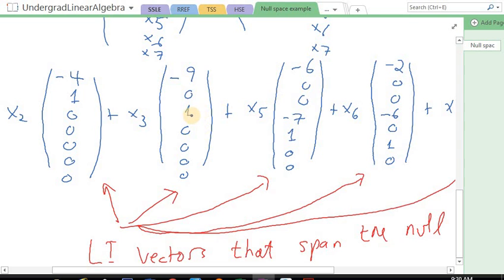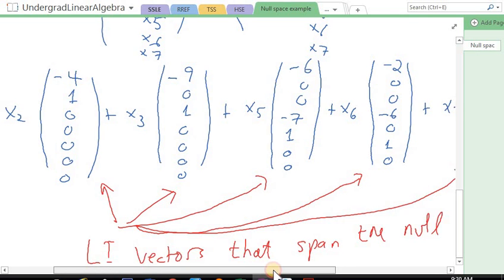This second vector here has a 1 in the third place. All the others have 0s. There's no way I could write this vector here as a linear combination of the others. Okay? So there's no vector in this set that's a linear combination of the others. And we have a theorem that says that that means that they are linearly independent. So these vectors here, minus 4, 1, 0, 0, 0, 0, 0 and so on, are linearly independent vectors that span the null space.